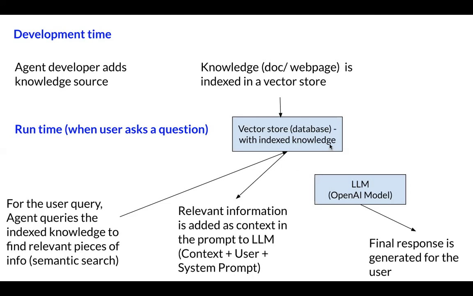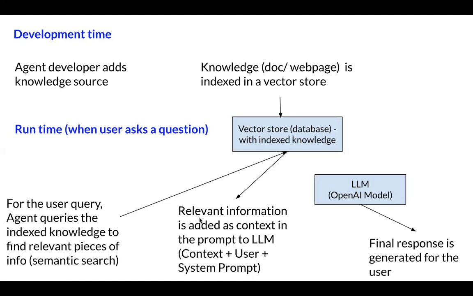So what happens when the user asks a question? When the user asks the question, the agent that you have written actually queries the indexed knowledge. So this vector store where you have indexed information, it queries that to find the information relevant to the user query. That is called semantic search. For example, if you have indexed all the information about company policy, and one of your employees who is the user asks about what is the leave policy, it looks at the user question, goes through your policy documents and finds the chunks of information in that document which is relevant to the policy.